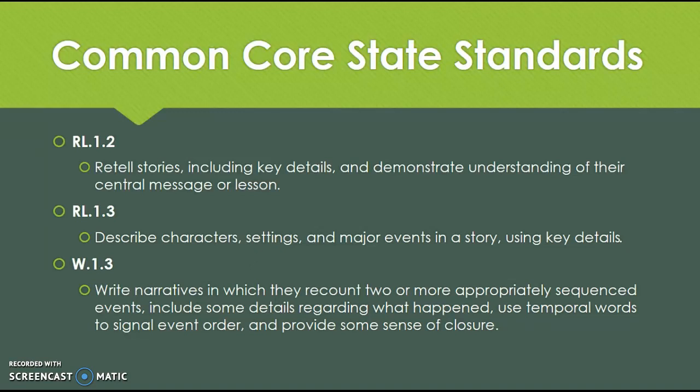The Common Core State Standards that are attached to this unit are RL 1.2, that's normally our sequencing standard, being able to retell stories, including the details and understanding of their central message or lesson, which goes along with fairy tales. RL 1.3, which is describing characters, settings, and major events in a story, like using key details. And then we also have a writing standard because the final part of this unit is that students need to write a narrative in which they recount 2 or more appropriately sequenced events, including some details of what happened and using those temporal words like first, next, and last.